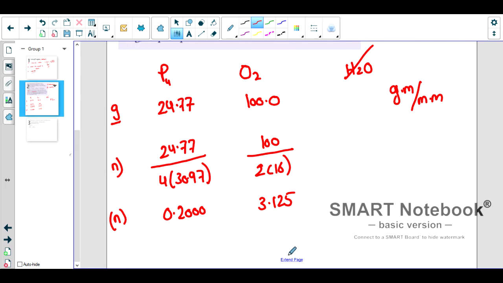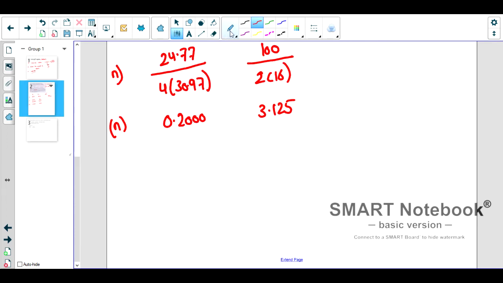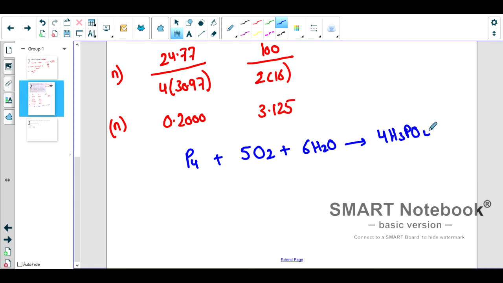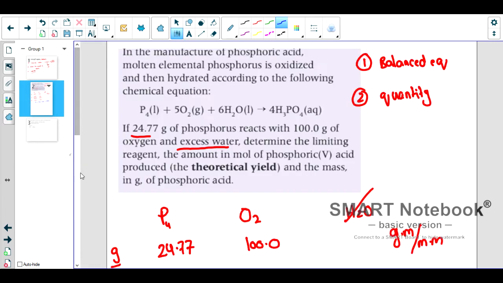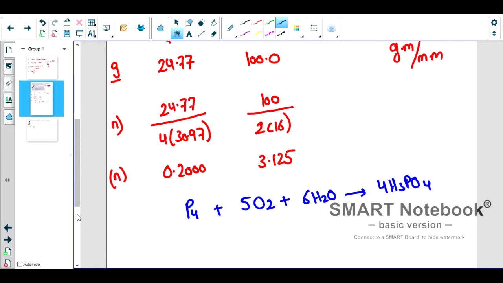Now the next thing we need is the equation. To get the limiting reactant, we need the equation. Let us write here: P4 plus 5O2 plus 6H2O will give you 4H3PO4. Make sure your equation is balanced. If you don't know how to balance equations, first go to the video on equation balancing and check it, because you need to understand the importance of equation balancing in these stoichiometric calculations.